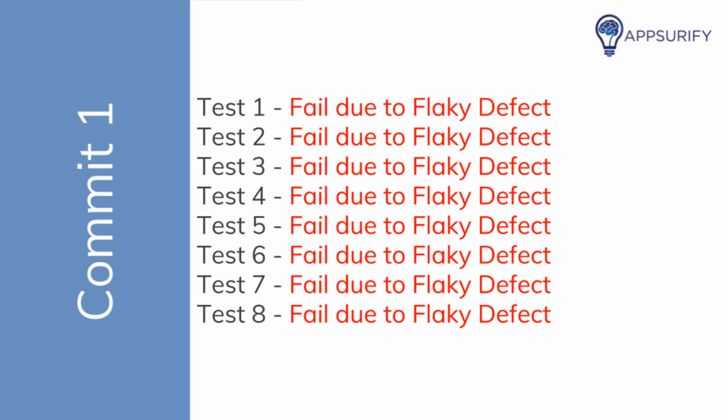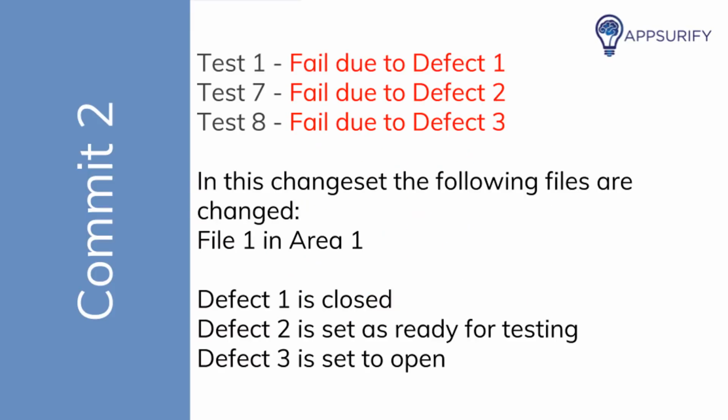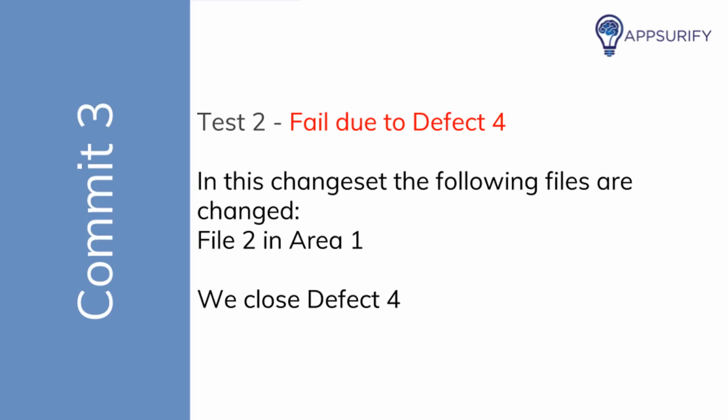The following is a simplified example of how Appsurify prioritizes tests. First, we set up the data. In commit 1, all tests fail due to a flaky defect. In commit 2, we have changed file 1 in area 1. Test 1, 7 and 8 all fail. In commit 3, we change file 2 in area 1 and test 2 fails.